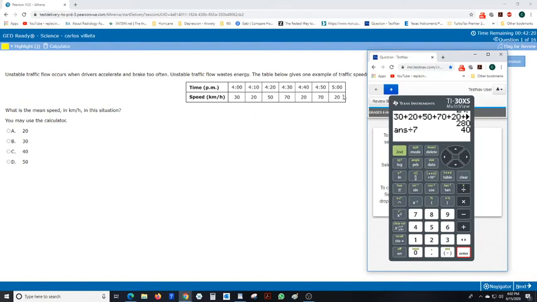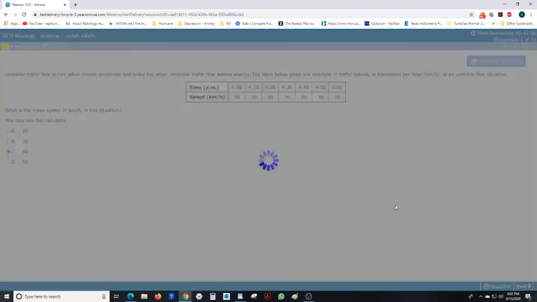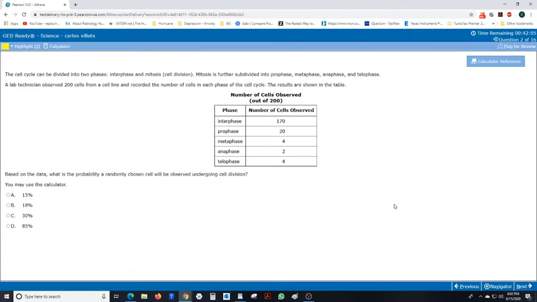So get them all, add them up, divide by how many you have, and there's your mean, okay? So I'm going to go with 40. I'm going to click on 40 right here. Okay, and go to the next one. Okay, let's see what this is.